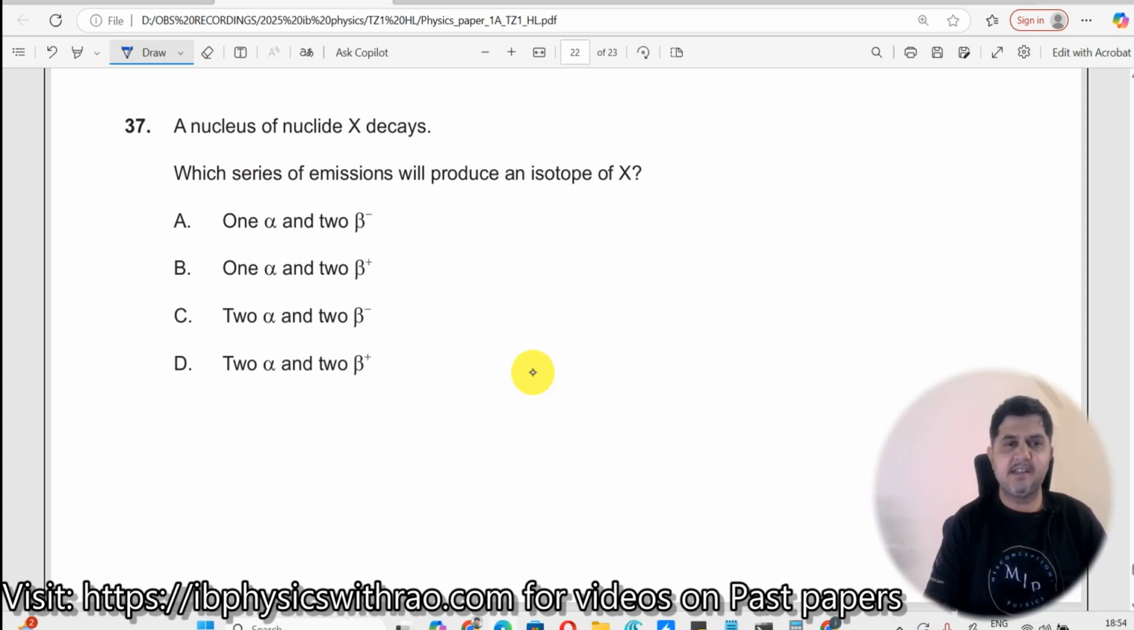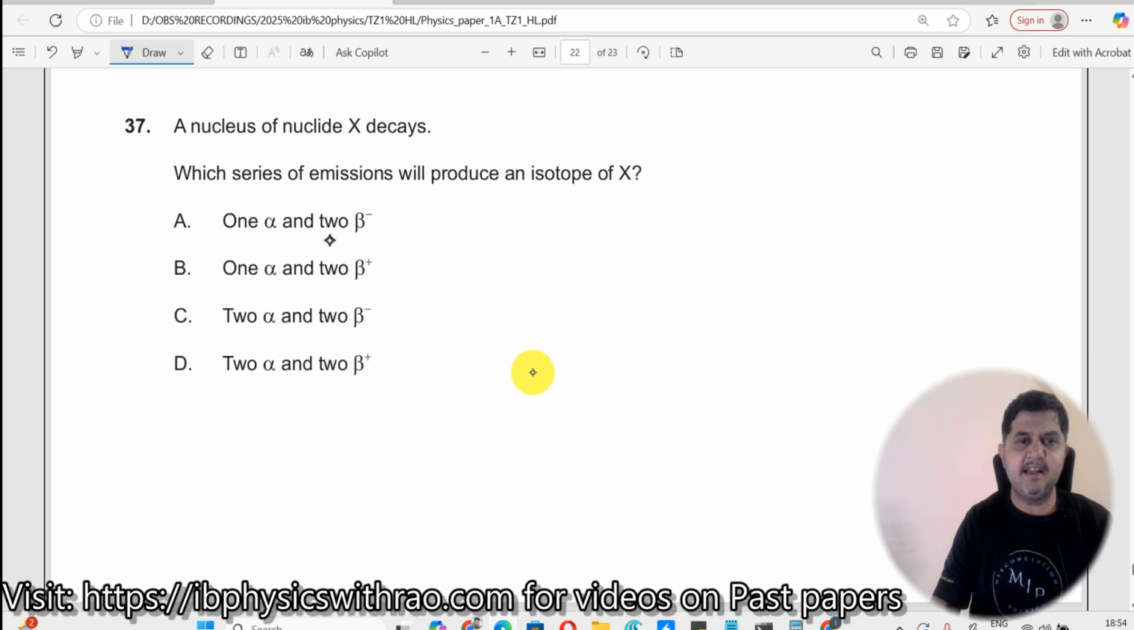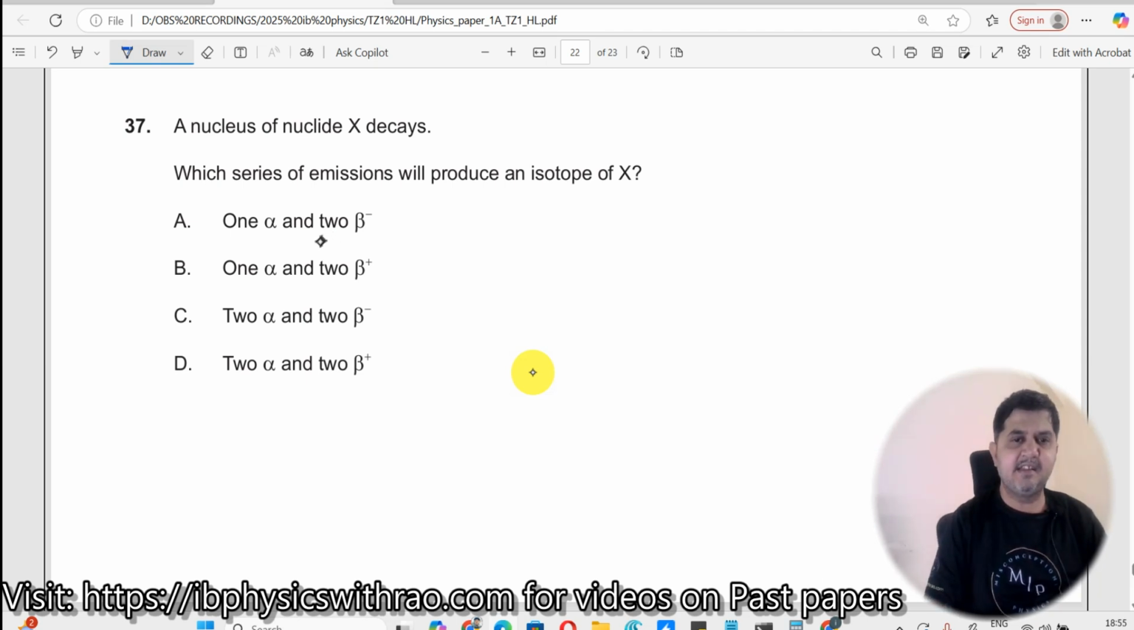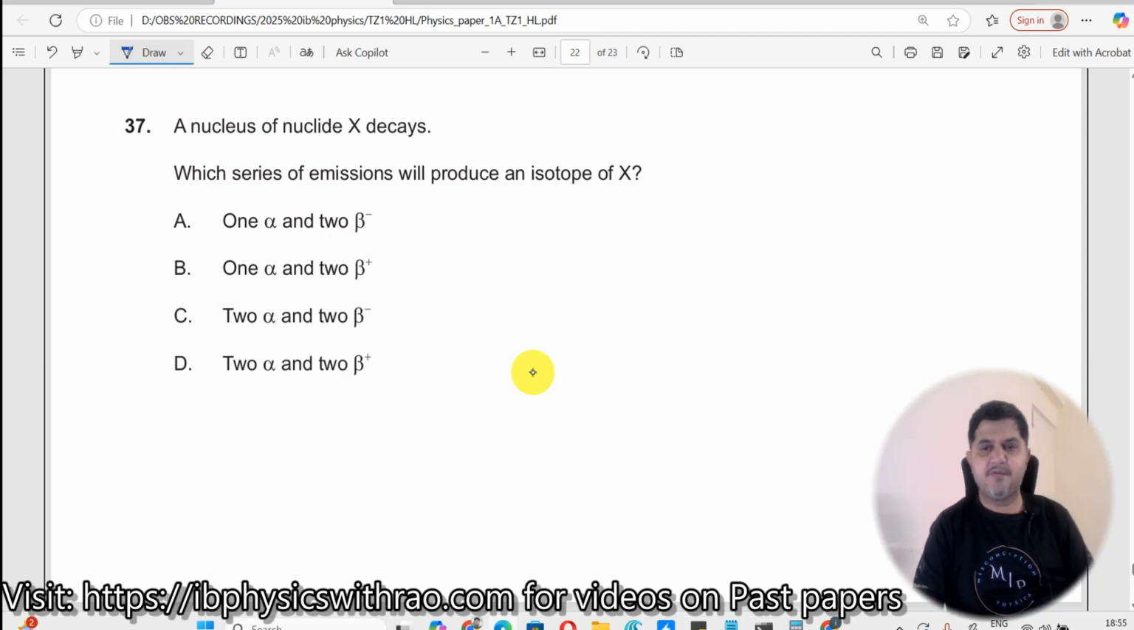Question number 37. A nucleus of nuclide X decays. Which series of emissions will produce an isotope of X? Okay, so it's asking you, you have a nucleus X, then some decays are happening over here, and as a result of it, again you should get the same element.